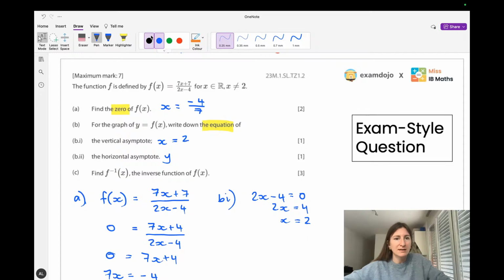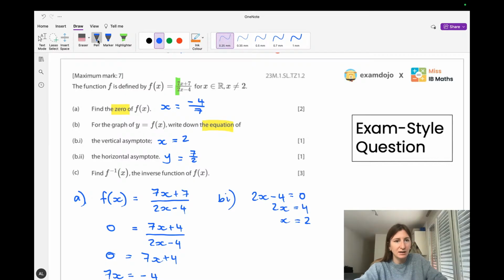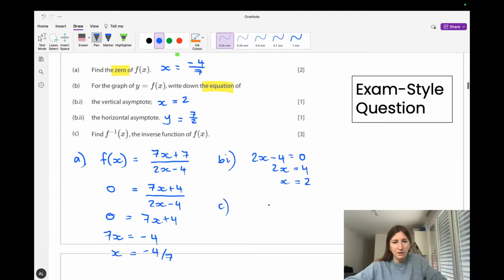So the vertical asymptote is x equals 2. Horizontal asymptote is taking the coefficients of x of these two, so 7 over 2. So y equals 7 over 2. Then find the inverse function, f of minus 1 of x. So we need to find the inverse. And this is great practice because there's a slightly extra step when you're finding the inverse here. So I want to find the inverse of this function.